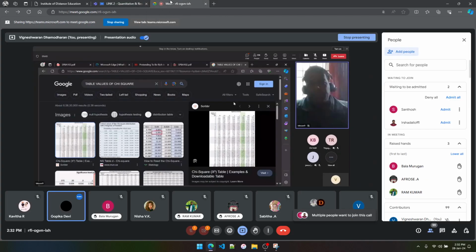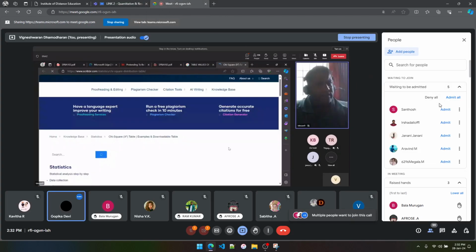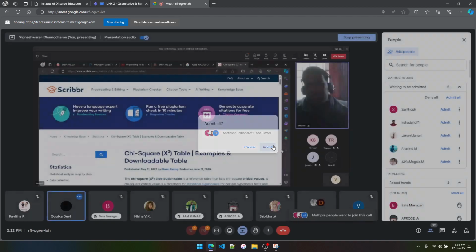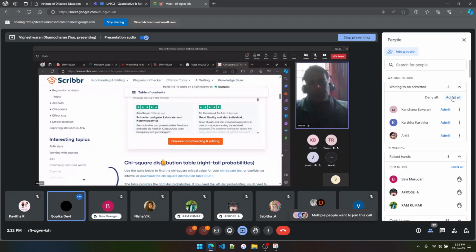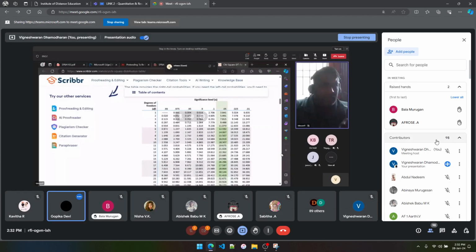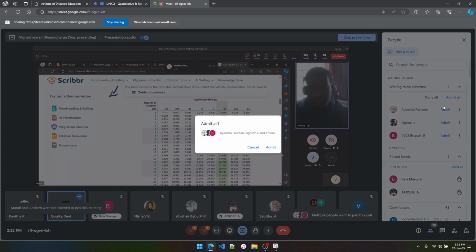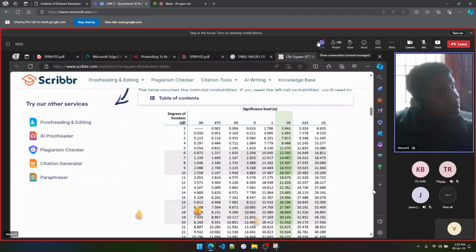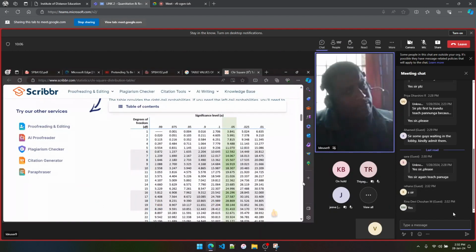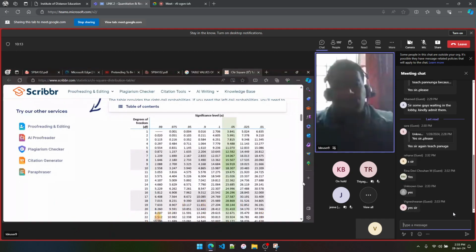I think you are all able to see the table, right? Now I'm clicking down to see the table value. Here I am showing you the table of the chi-square test. All of you are able to see that? Say yes or no. All of you are able to see the table of the chi-square test? Yes, sir. Okay, very good. I feel very comfortable. Very cool.